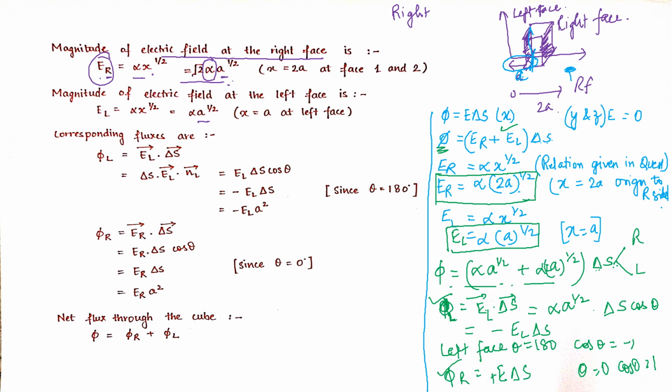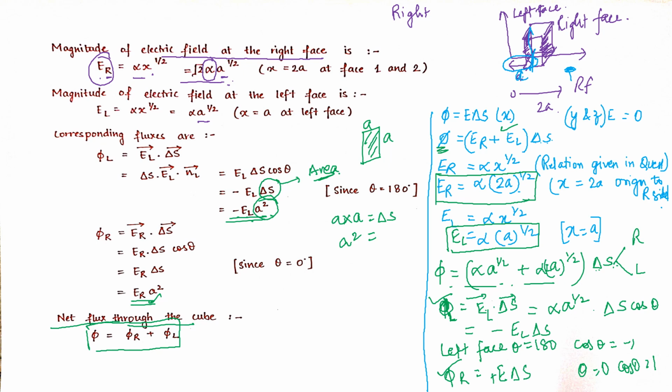Now the total flux, see, flux at left, flux at right. I have explained it here, right? And how did this A square come? For this one face of the cube, this is A, this is A. So what is the area? This is the area vector, right? Del S gives us the area. So A into A will give us del S, which equals A square. That's how we are getting A square here and A square here. Now the net flux through the cube will be given as xi net equals xi at R plus xi at L.